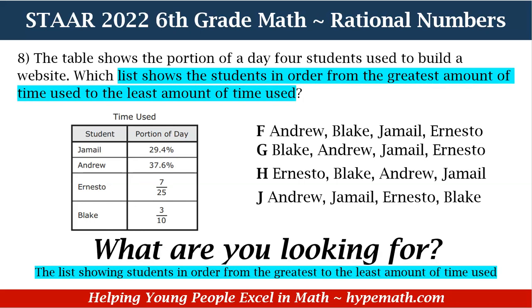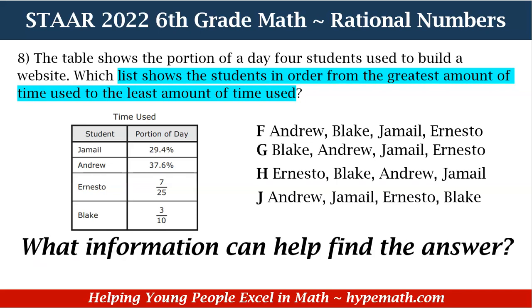We are looking for the list showing students in order from the greatest to the least amount of time used to build that website, okay? So what information can help us find the answer? As we're looking at the table, we notice that there is a percent sign, and it's a decimal percent. And we have fractions.